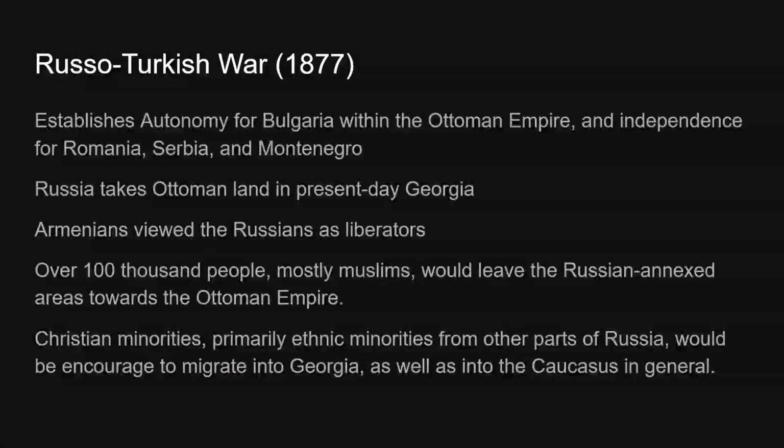The Russo-Turkish War of 1877 further established Russian influence and power projection in Europe, particularly over the Balkans. Russia would force the Ottomans to give independence to Romania, Serbia, and Montenegro, and Russia would take land in present-day Georgia. Armenians would view the Russians as liberators due to oppression from Ottoman rule. Around 100,000 people, primarily Muslims, would leave the lands annexed by Russia towards the Ottoman Empire. Various Christian minority groups, particularly ethnic minorities from other parts of Russia, would be encouraged to migrate to Georgia, as well as into the Caucasus in general, as part of Christianization.